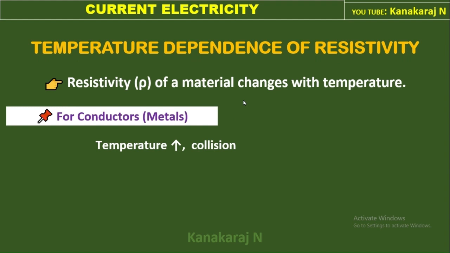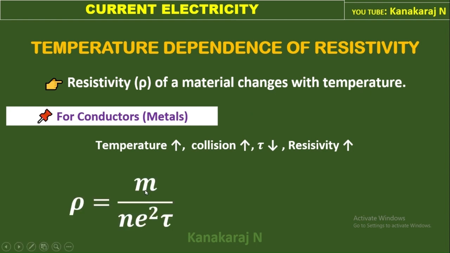As the temperature increases, the collision increases. The electrons collide with the atoms more, thereby the relaxation time tau decreases. Because tau decreases, resistivity increases. The relation between the relaxation time tau and resistivity is rho equals m divided by n e square tau. So let us always remember, resistivity rho is inversely proportional to the relaxation time tau. Rho is inversely proportional to 1 upon tau.